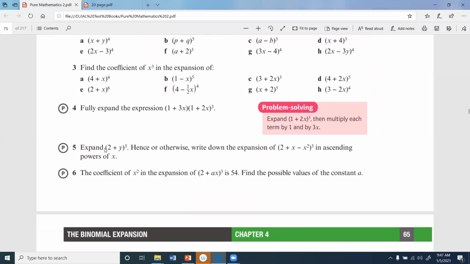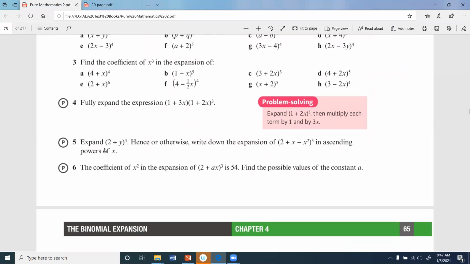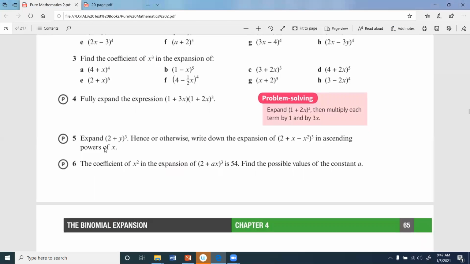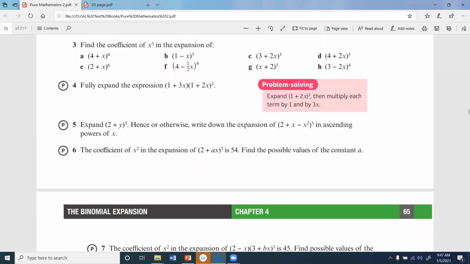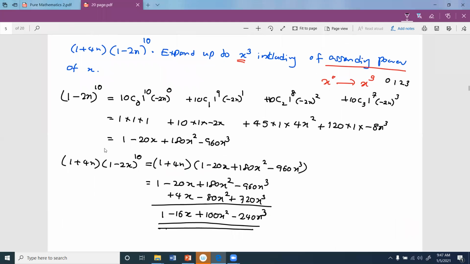Yeah. Then if you happen to see this kind of question: expand 2 plus y to the power 3, hence or otherwise write down the expansion of 2 plus x to x squared, x to the power 3, ascending power of x, right? Okay, so here even this is not just like a multiplication. Anyway, you have to do a little bit of an extension. So initially I'll just write 2 plus y to the power 3.